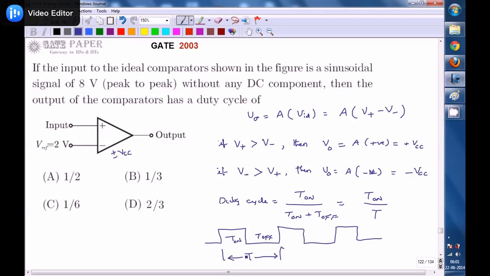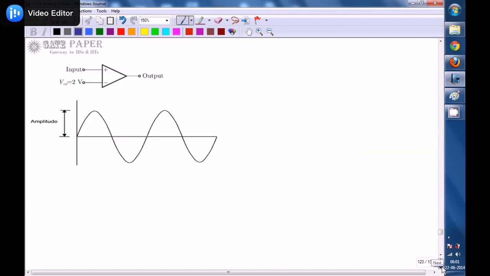Duty cycle is nothing but over which portion the clock signal is going to be in the on condition, that portion is going to be treated as T on, and over which portion the clock signal is inactive, that is treated as T off. So duty cycle is T on by complete cycle, or T on by T on plus T off. So we are going to use this equation, T on by T. Okay, so now we will proceed with the given question.